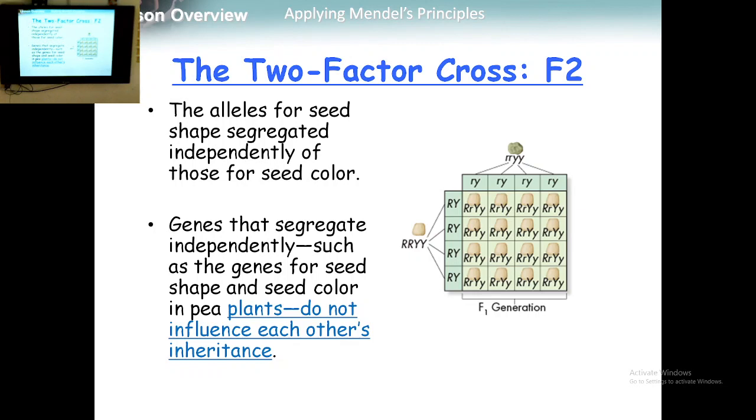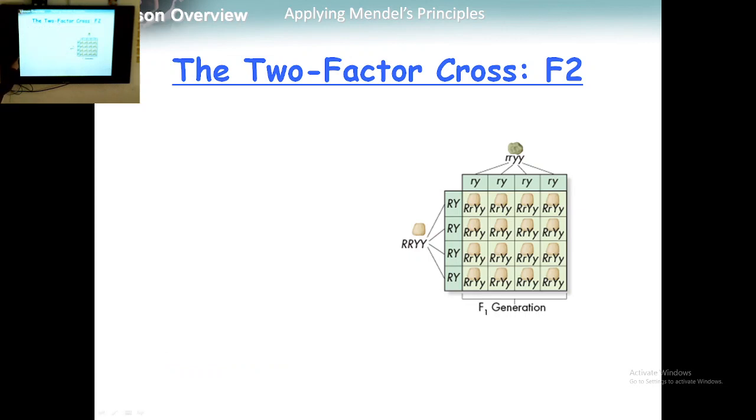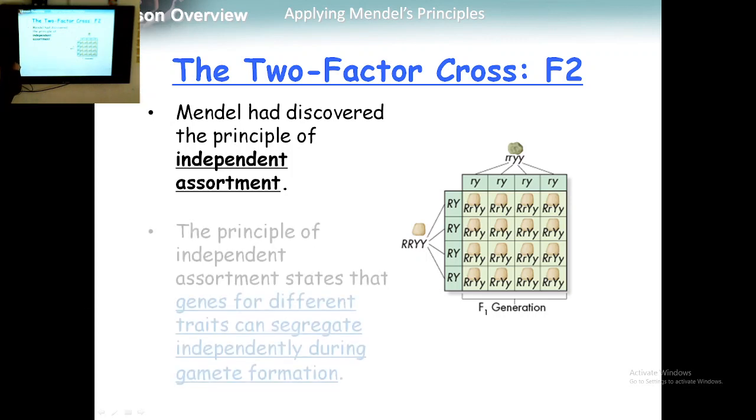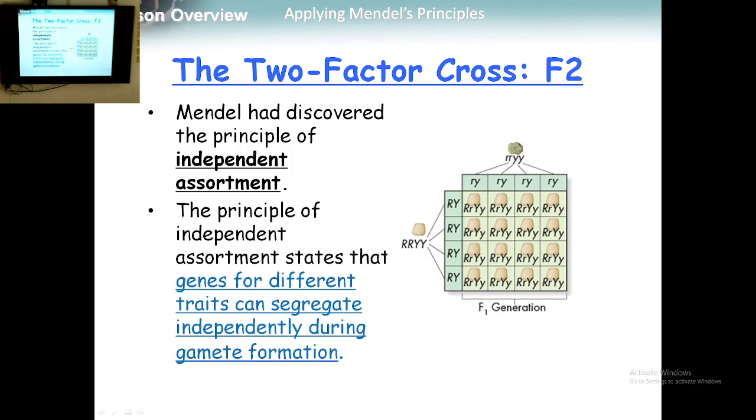Okay? Genes that segregate independently, such as the genes for seed shape and seed color in pea plants, do not influence each other's inheritance. So after he finished this experiment, he concluded that there is no relation between these two alleles. Okay? Also, Mendel discovered what we call the principle of independent assortment. The principle of independent assortment states that genes for different traits can segregate independently during gamete formation.